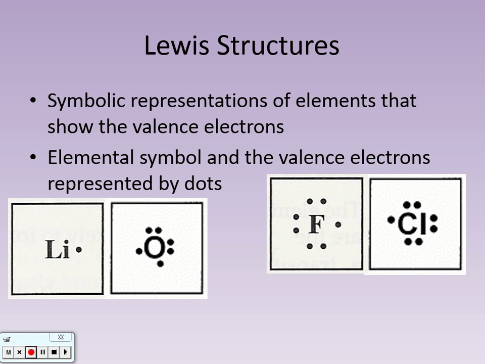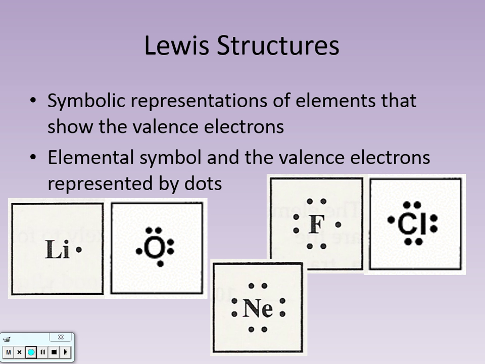Column 1 has 1 valence electron. Column 2 elements have 2 valence electrons. Skip the transition elements. 3 valence electrons for column 13, 4 for column 14, 5 for column 15, 6 for column 16, 7 for our halogens, and then 8 for our noble gases. So the last Lewis structure that you have is neon. Neon is in column 18. It's a noble gas.